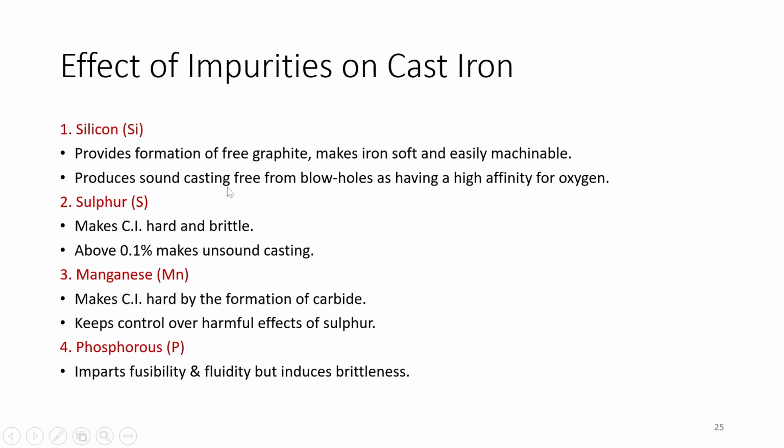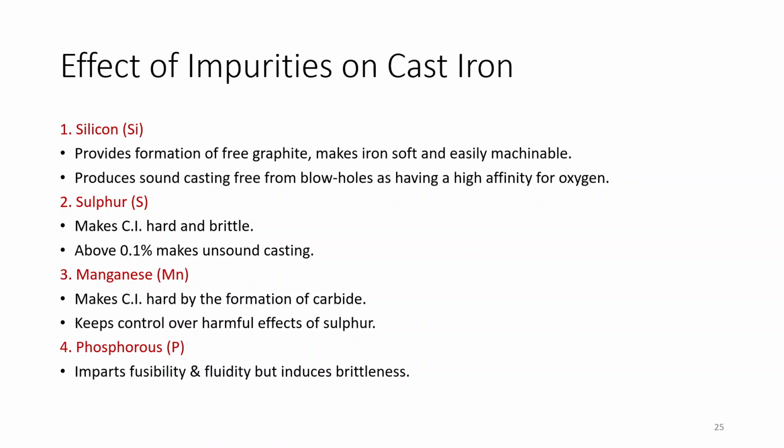Next, it produces sound castings free from blowholes, as it has a high affinity to oxygen. If silicon is present, it will attract oxygen, so SiO2 will form, and there won't be any oxygen remaining in the casting, so there won't be any blowholes. Next is sulfur. It makes cast iron hard and brittle, and if it's above 0.1%, it makes unsound castings. So sulfur has a negative impact on your cast iron.